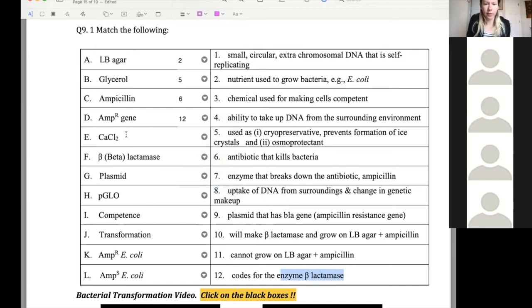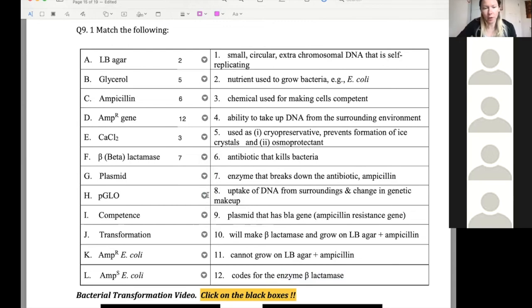All right, calcium chloride. Would that be three, chemical use? Three. Yes, exactly. That's what makes the cells competent. And in this context, by competent, we mean able to take up foreign DNA. F, beta lactamase. Seven. Yes, it is an enzyme and it breaks down ampicillin.